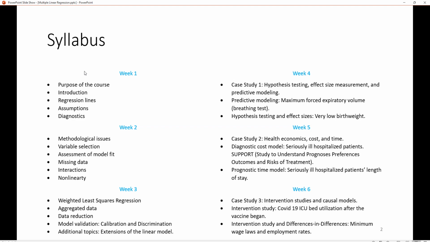So in week 1, in this first session, we're going to cover the purpose of the course. We're going to give you an introduction to regression. We have a section on regression lines and another section on assumptions. And in our last section, we'll cover diagnostics, which are ways to check our assumptions and deal with any violations to those assumptions. So let's begin.